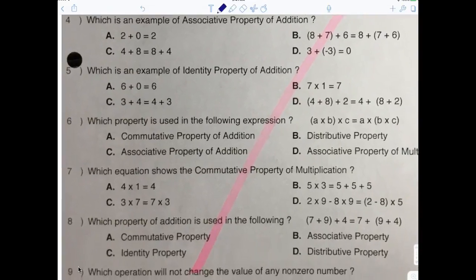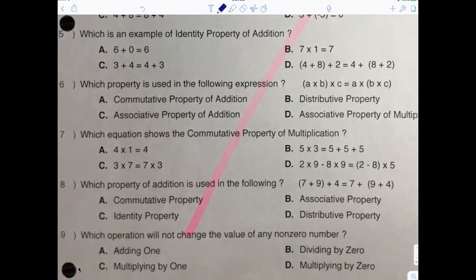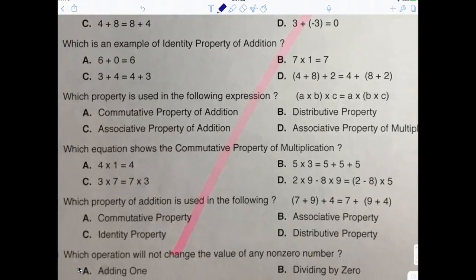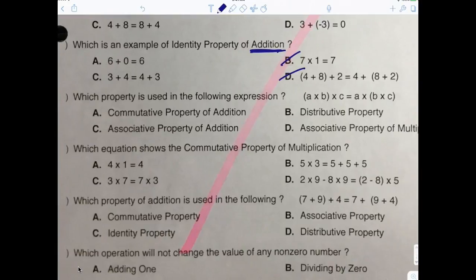All right. So now, identity. Which one is an identity? Well, identity of what, though? Addition. Does B have addition? No, so that's out. D is what? Addition, but it's the what? Associative, so that's not my answer. 3 plus 4 is 4 plus 3, that's a what? Commutative, so the only possible answer is A.